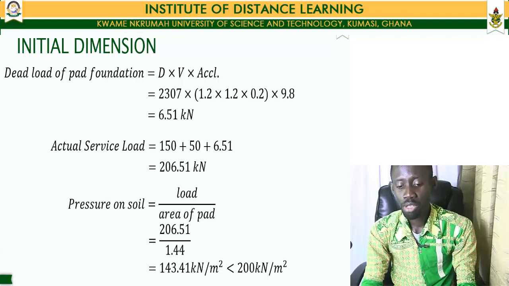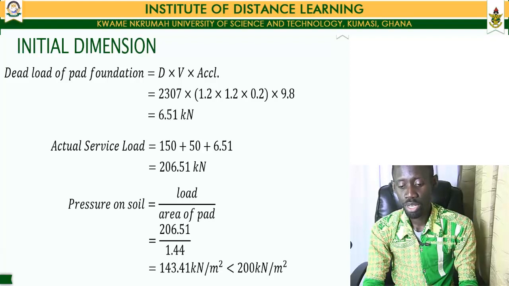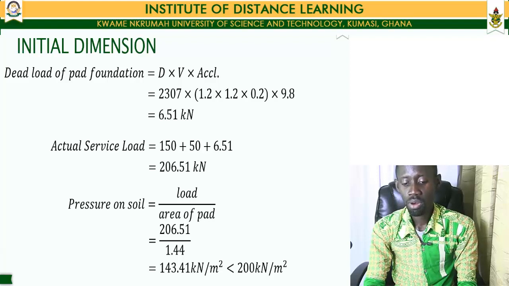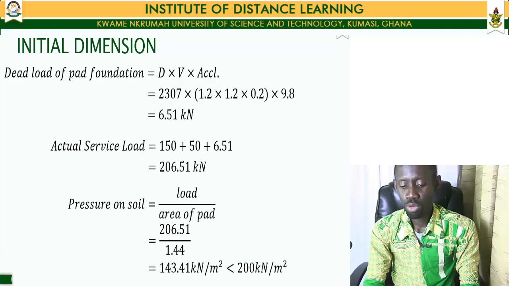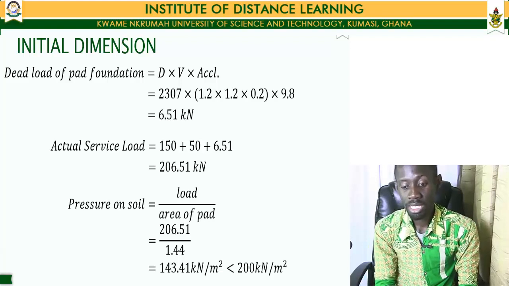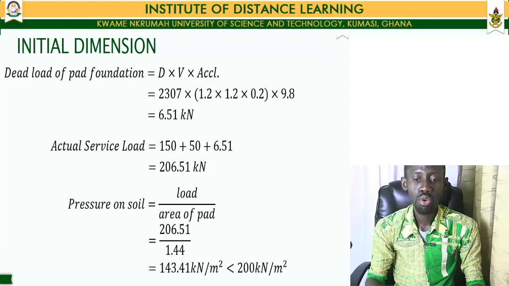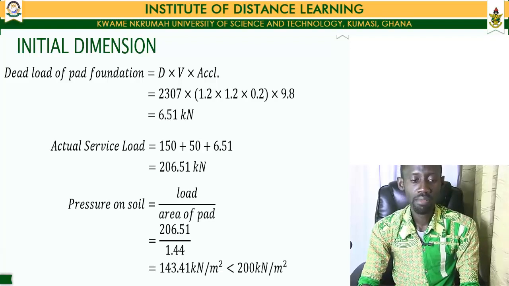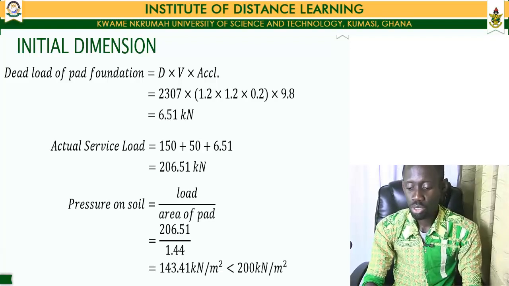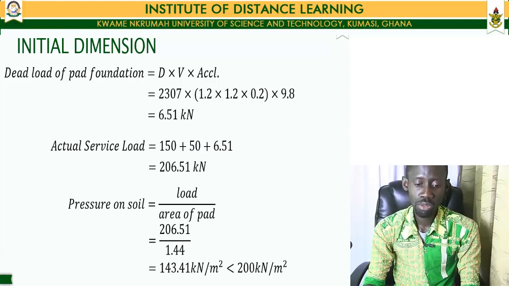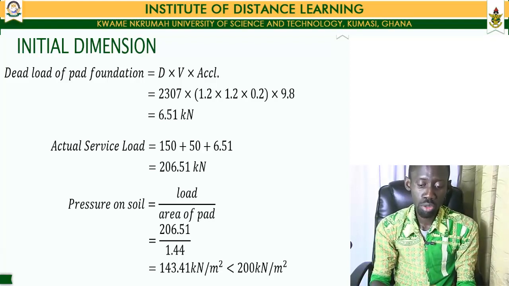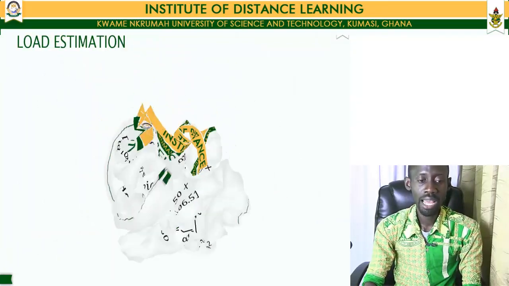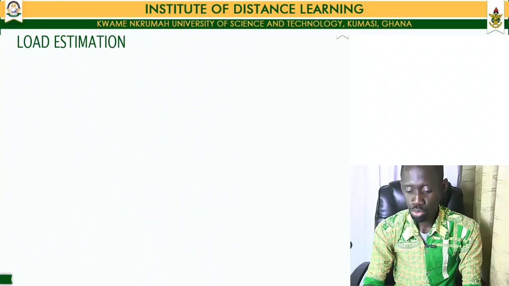From this, we realize that the amount of load that is going to be transferred to the soil in terms of pressure is far below the maximum pressure that our soil can take. Whereas the load being transferred to the soil is equal to 143.41 kilonewtons, our soil can take as much as 200 kilonewtons per meter squared, in which case the load from our pad wouldn't cause our pad foundation to sink into our soil. So, having come out with our set of dimensions, which would see to it that our pad is able to transfer its load onto the soil without sinking, we'll move ahead and estimate the load that the pad is supposed to carry.